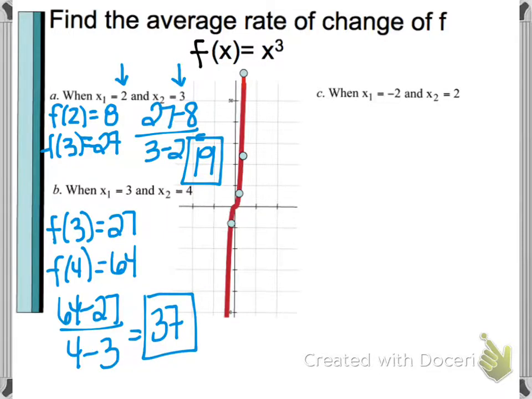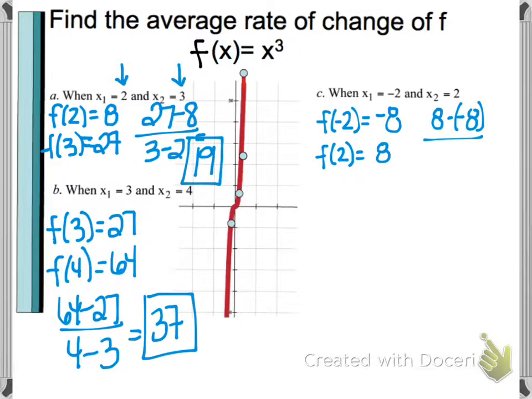Let's take a look at one more. We need to find f(-2). We want to know the average rate of change between -2 and positive 2. So -2 cubed is -8, and 2 cubed is 8. So we'll subtract the y's, 8 minus -8. We'll subtract the x's, 2 minus -2. So we get 16, 8 plus 8 over 4, which equals 4. And the average rate of change between those 2 points is 4.